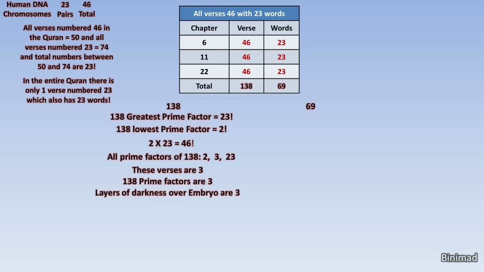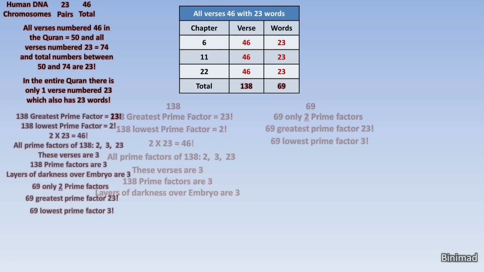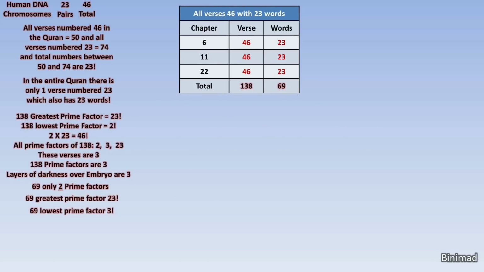Of course, those mathematicians amongst you already can see that for 69 there are only 2 prime factors, and they are again 23 and 3. Subhanallah. Then when I added 138 plus 69, which is basically adding the 3 46s and the 3 23s, I of course got 207. 207 has only 2 prime factors, and amazingly, its greatest prime factor is again 23.